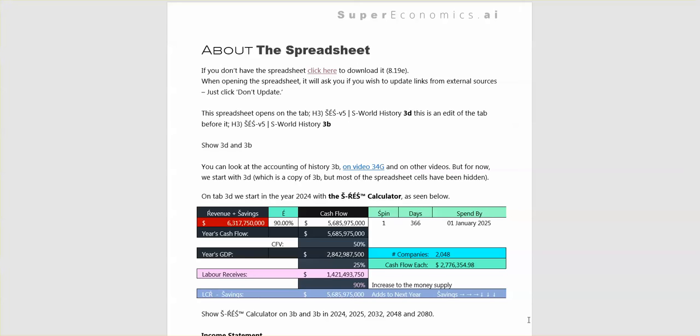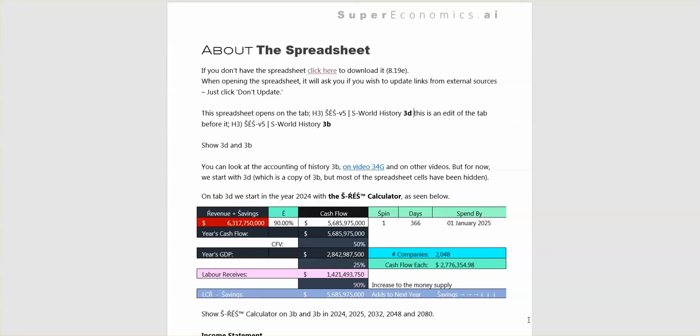About the spreadsheet. If you don't have the spreadsheet, click here to download it. When opening the spreadsheet, it will ask you to update links from external sources. Just click Don't Update. This spreadsheet opens on the tab H3 SES V5 S-World History 3D.